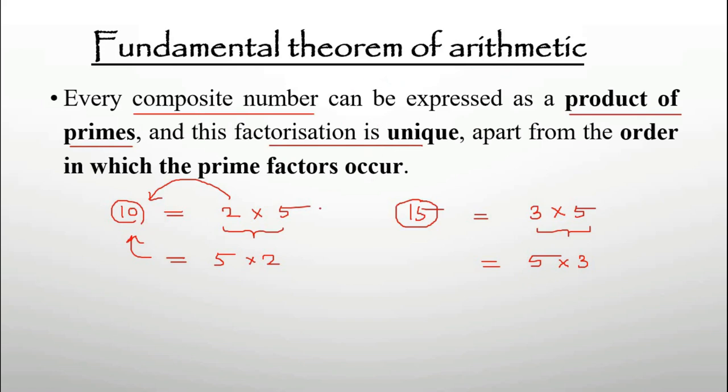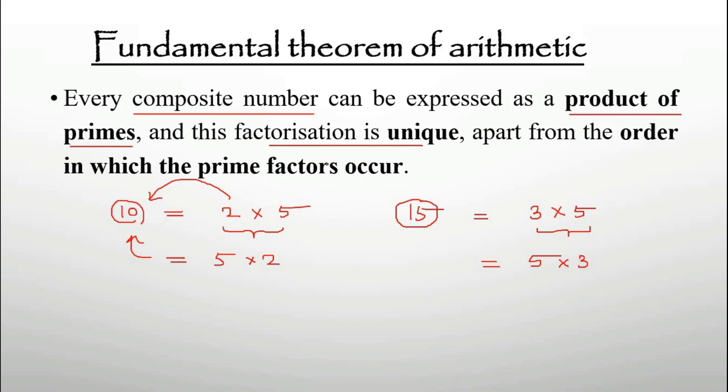Now there are two ways of prime factorization. Prime factorization means that you are going to express any given composite number as a product of prime numbers. The first method is a factor tree, and the second method is repeated division. I'm going to use the second method, the repeated division. You can use either of the two methods.